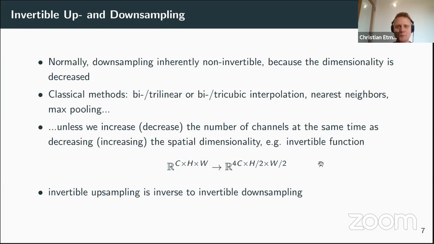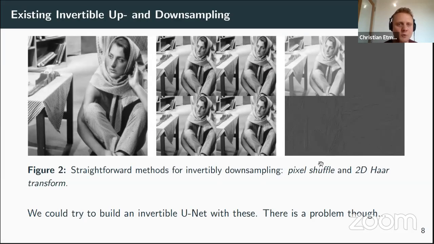And in the following, we will mostly speak about invertible downsampling, because if we know how to invert downsampling, we automatically have a way of invertibly upsampling. And there, the roles of the channels and the spatial dimensionality is, of course, reversed. And from the literature, we basically also already know several types of methods which we can use for this. So here on the left, we see this famous test image that's used all the time in image processing. And in the middle, we can see the so-called squeeze or pixel shuffle transform.